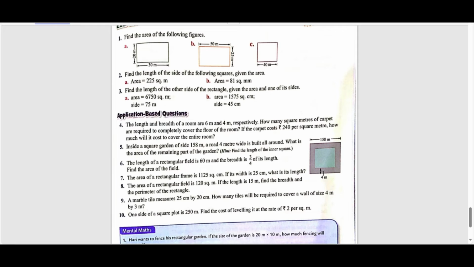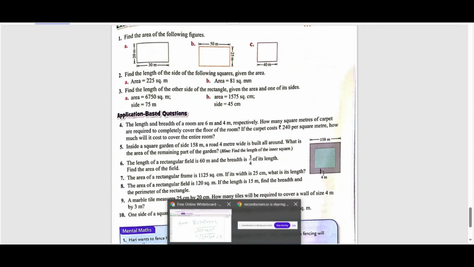Now let's try to do question number 3. Find the length of the other side of the rectangle given the area and one of its sides. Area is given, side is given, you have to find the length. Okay. I will solve the A1, you have to solve the B1.